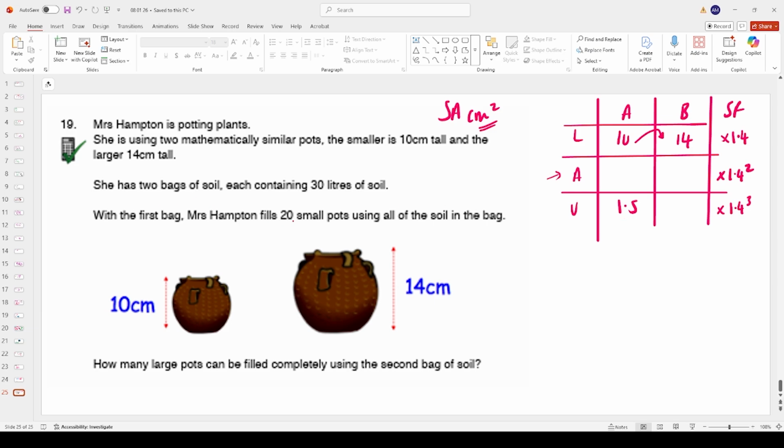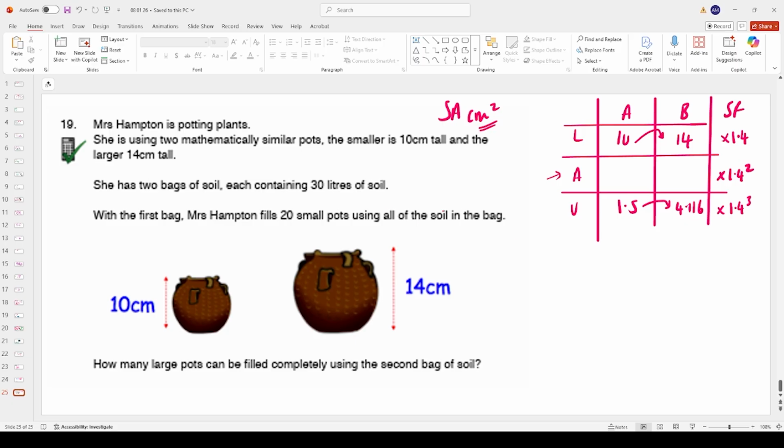So remember, they've told us it's 1.5. Within the first bag, Mrs. Hampton fills 20 small pots using all of the soil. Okay, so how many large pots can be filled using the second bag of soil? So what's 1.5 times 1.4 cubed? So 1.4 times 1.4. We got 4.116. I got the same. 4.116.